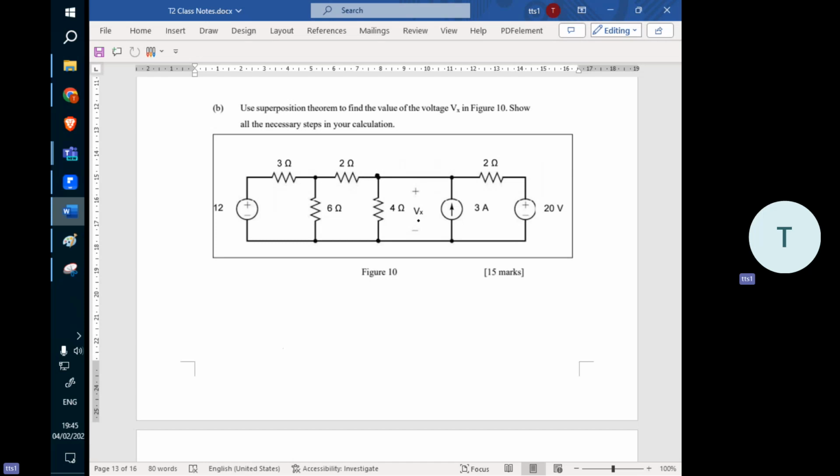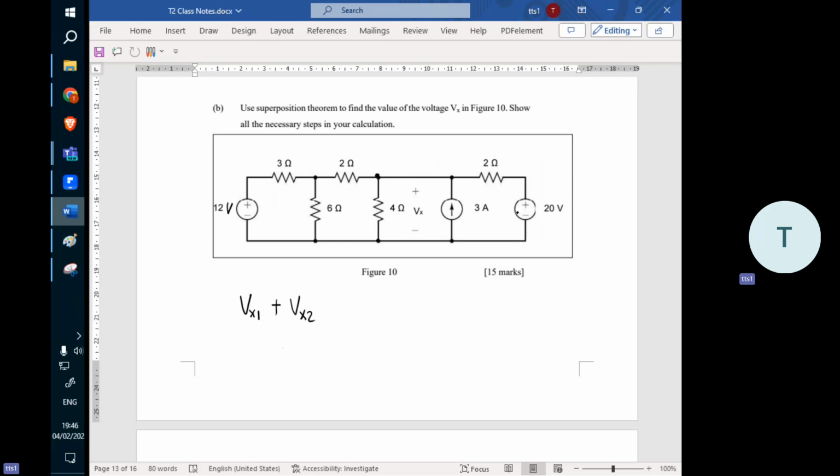In this circuit, we have 3 independent sources, 12 volt, 3 amp, and 20 volt. So what superposition means is that for each case we only turn on one source. Let's say we turn on this one and turn off these two. We have the first Vx, Vx1, based on only 12 volt. Remove the other sources, and then we add another Vx2 at the same position here.